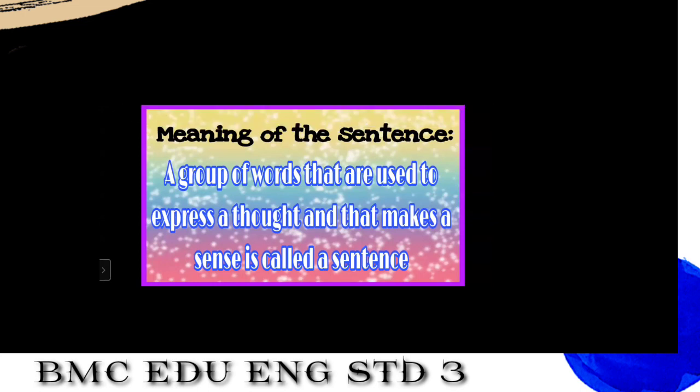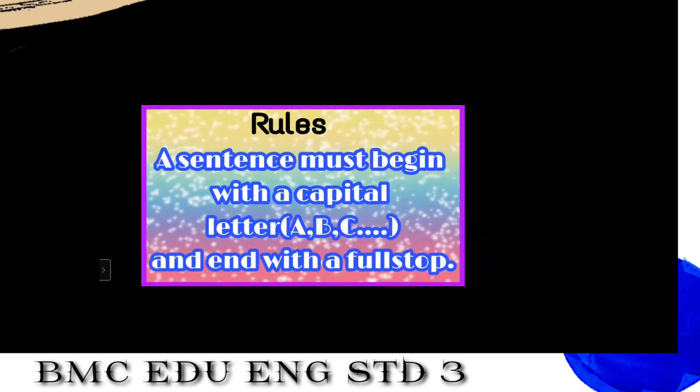Next, children, rules of sentences. A sentence must begin with a capital letter. For example, A, B, C, it is written in capital, right? A to Z, you all must know how to write capital letters. And it should end with a full stop. So every time a sentence must begin with a capital letter and end with a full stop.